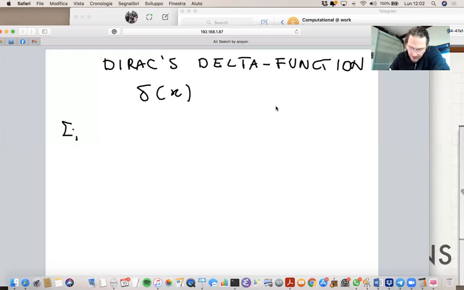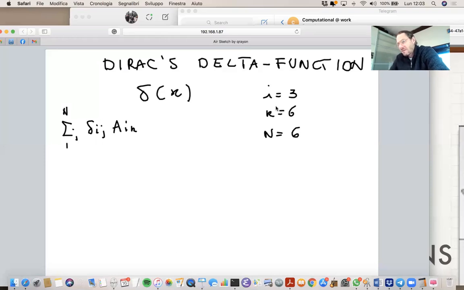So I have the sum over j of delta_ij a_jk, where now i is a given index. Any index that we want is fixed, is not being summed over, and so is k. So i and k are fixed. If we want things to be specific, let's assume i is, I don't know, pick a number, 3, and k, let's pick a number, 6. And let's suppose that the sum goes from 1 to n, where n is equal to, why not, 6. I'm just picking three random numbers, right? There's no particular reason why I chose these three integer numbers, just for the sake of example.